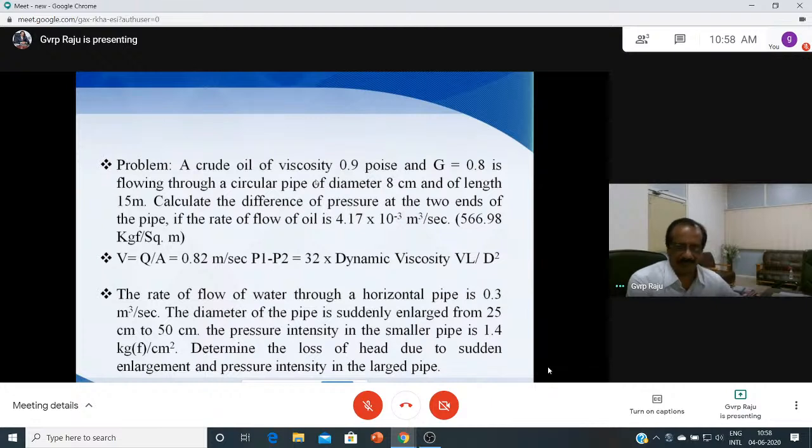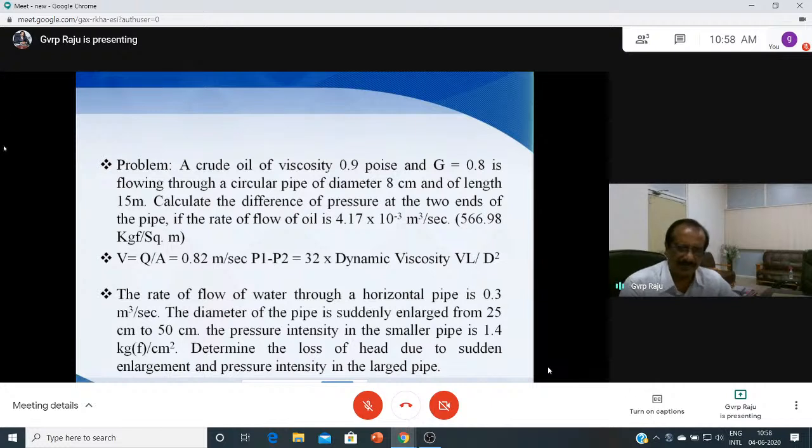Hagen-Poiseuille law. You remember this equation, which is the Hagen-Poiseuille law: pressure difference is equal to 32 mu VL by D square. This is another important equation, Hagen-Poiseuille law for a circular pipe. So the pressure difference is equal to 32, where mu is the dynamic viscosity, so 32 mu VL by gamma D square.